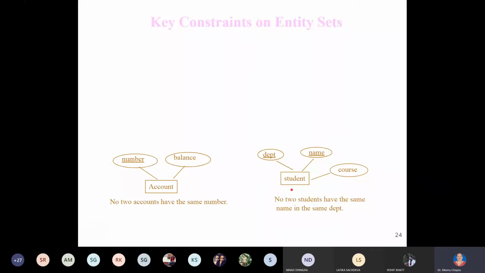And similarly, this one. Now, no two students have the same name in the same department. Fine. So this will have uniqueness, and one of the keys is department. So department and name can be together. Obviously, it may not be possible for the same department to have two students with the same name. So department and name both define the uniqueness, but it may or may not be possible, so there is a dilemma in this one.